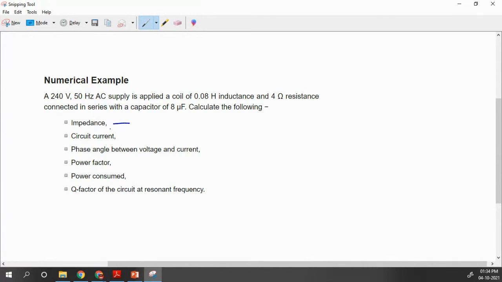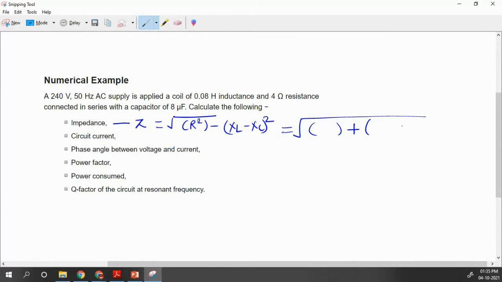How can you calculate it? Z is equal to the square root of R square plus (XL minus XC) square. So you have to put in the values of XL, R and XC right here and solve this equation. So first you have to calculate XL. How will you calculate XL? XL is equal to omega L.